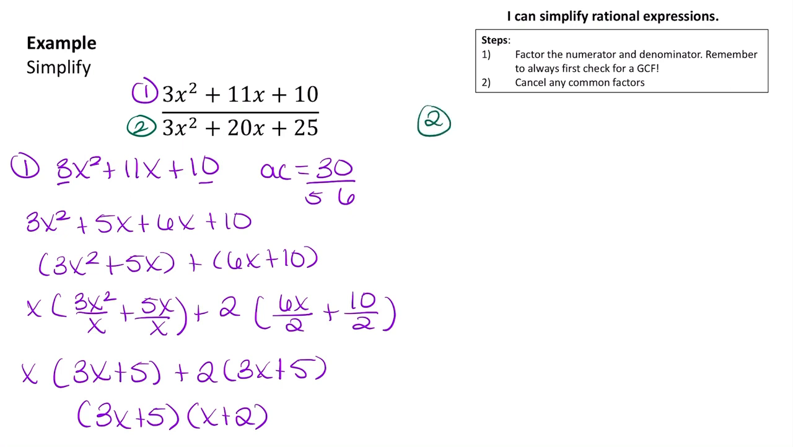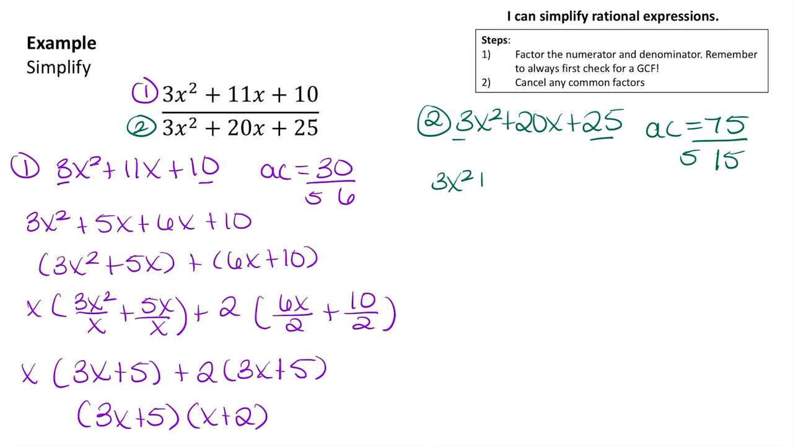So the denominator is 3x squared plus 20x plus 25. Once again, a is not equal to 1, so we're going to go ahead and multiply a times c. So we have ac equals 75, okay? So we need two factors of 75 that are going to add up to 20. So the correct combination is 5 and 15. So I'm going to use that to expand out the middle term. So 3x squared plus 5x plus 15x plus 25.